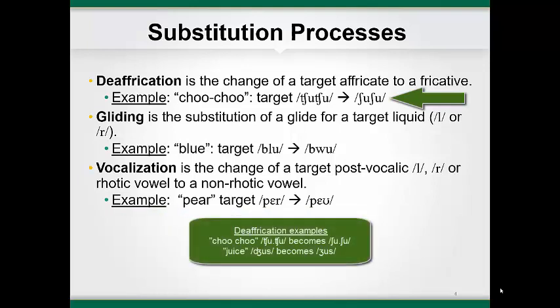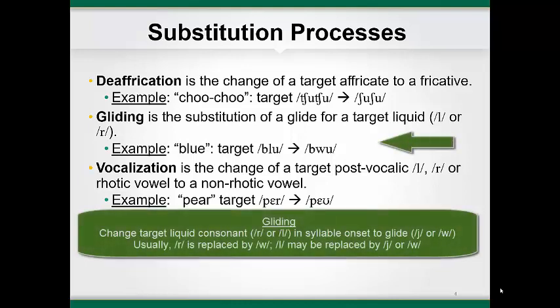Examples of deaffrication include the production of choo-choo as shoo-shoo, or the production of juice as zhuice. The phonological process of gliding refers to the change of a target liquid consonant, r as in red or l as in lip, to a glide, either y as in yellow or w as in white. The r consonant as in red is most commonly changed to w, while the l consonant as in lead may change to either y or w, depending on the child or perhaps on the context.